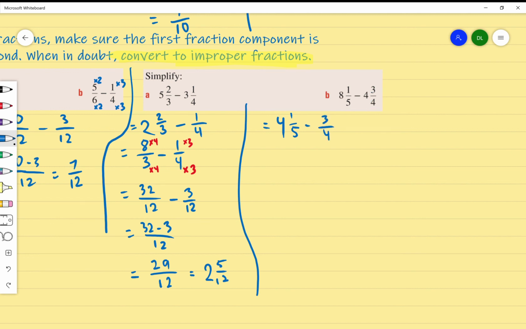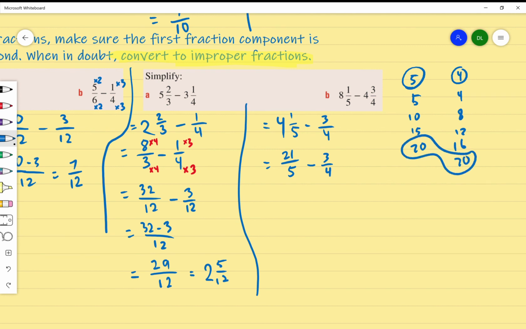Okay, now I'm going to turn the left one into an improper fraction. So I'm going to say 4 times 5 is 20, plus the 1 on top gives me 21. Apologies for the bell. 21, so 21 over 5. Take away 3/4, the lowest common multiple. So I've got 5, 10, 15, 20, and with 4, I've got 4, 8, 12, 16, 20. So I know the lowest common multiple is 20.